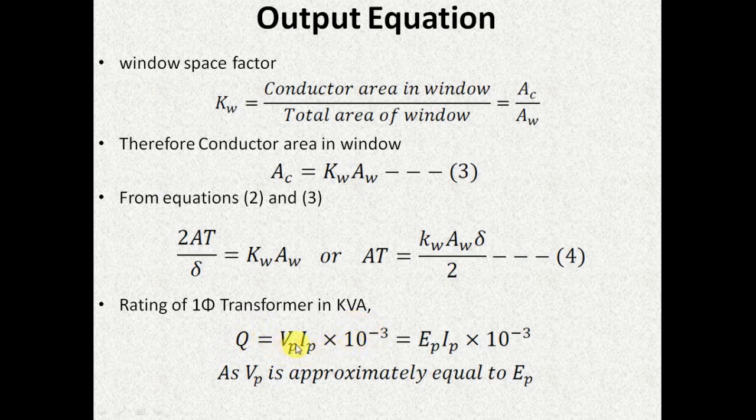Vp is the primary winding's voltage, Ip is the primary winding's current. We are multiplying it with 10 raised to minus 3 in order to obtain it as kVA. If we simply multiply Vp and Ip, then definitely the unit will be only volt ampere. This Vp term is approximately equal to Ep, where Ep is the induced EMF on the primary side. Therefore, this relation can also be written as Ep Ip into 10 raised to minus 3.